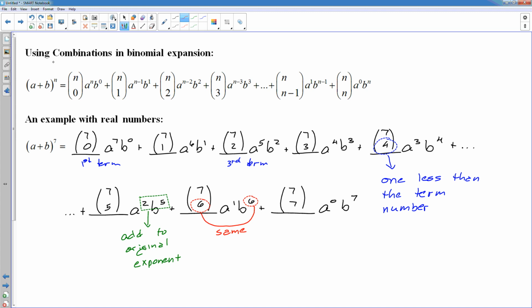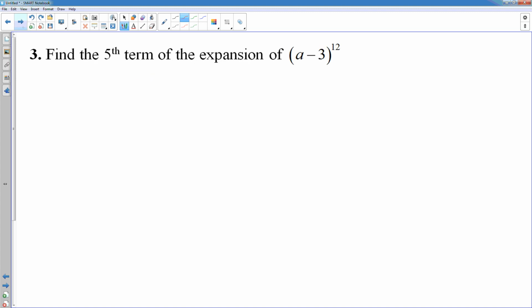Those are the things you're going to need to know to be able to do these types of problems where I want you to find a specific term. I know the fifth term is going to be something, choose something. I know my terms are a and negative 3, so it's going to be a to some exponent and negative 3 to some exponent. And what I need to figure out is what is the exponent on a, what is the exponent on negative 3. I know the combination starts with 12, choose something, because the exponent here is always the same as the top number in the combination. And I want the fifth term.